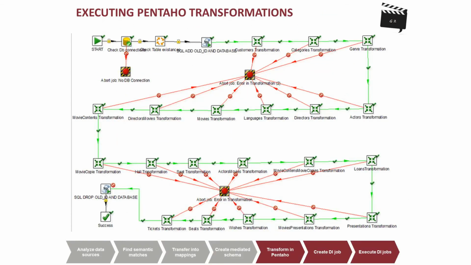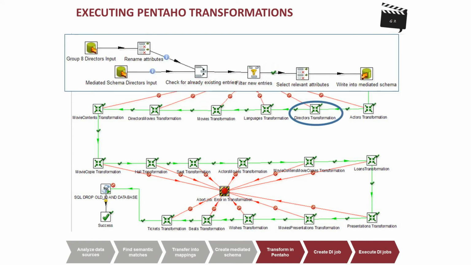After some considerable work, we built all Pentaho transformations. The final executable job is presented here. As you can see, it involves a number of transformations executed in a linear fashion. Many of these are simple transformations. For example, information about the directors of movies were only stored in one of the 3 databases, and hence the directed transformation simply takes directed data from one input only and checks for existing entries before writing into the mediated schema. I will now pass to Jonas, who will perform a live demo of our Pentaho job.